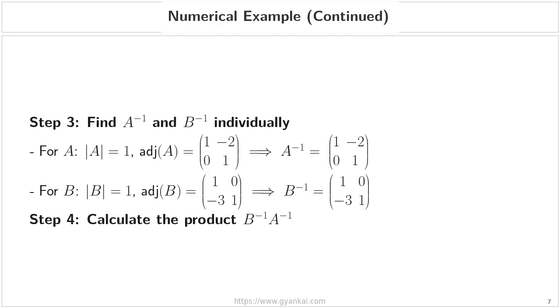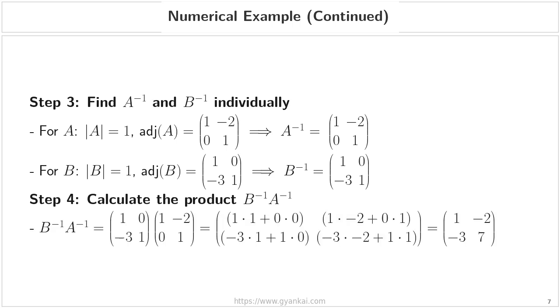Now, for step 4, we perform the most crucial part of this verification. We calculate the product of these two inverses, and remember our reversal law, we must multiply them in the reverse order, which is B inverse times A inverse. We take the matrix B inverse, which is 1, 0, -3, and 1, and multiply it by matrix A inverse, which is 1, -2, 0, and 1.